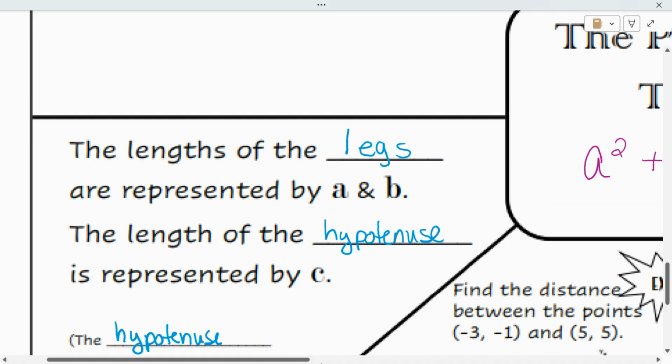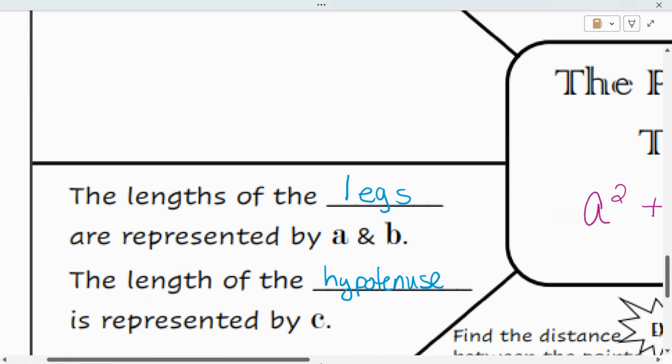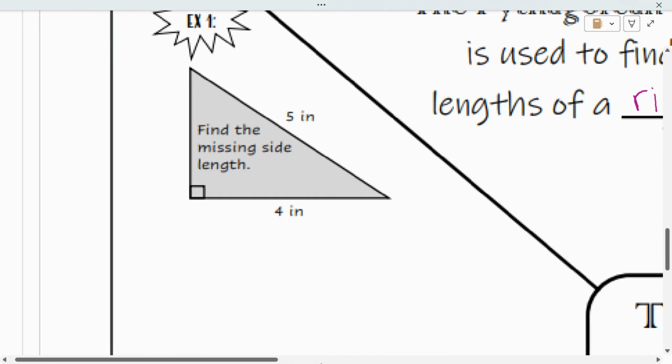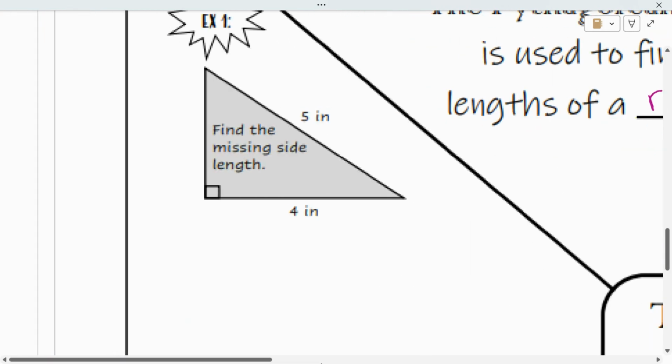Yeah, I would love that. Come stand over here by me. So find the missing side length. So what are we missing? Are we missing a leg or are we missing a hypotenuse? We're missing a leg. So what do you want to call this missing piece? Do you want to call it A or B? B? Okay, sure. So how are we going to set this up?